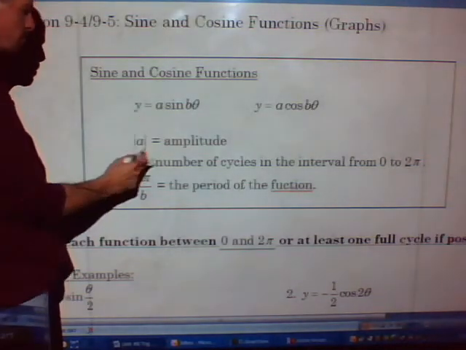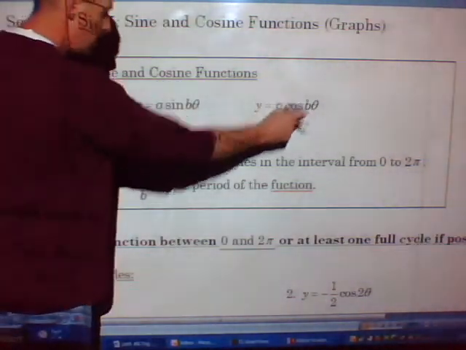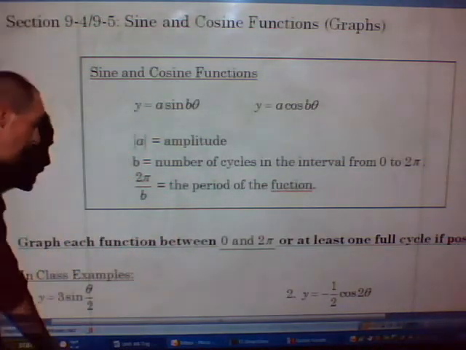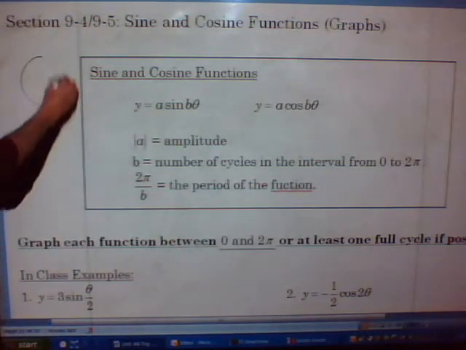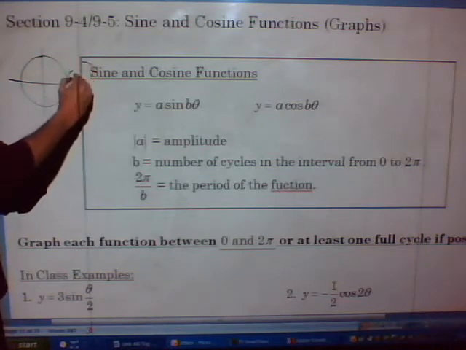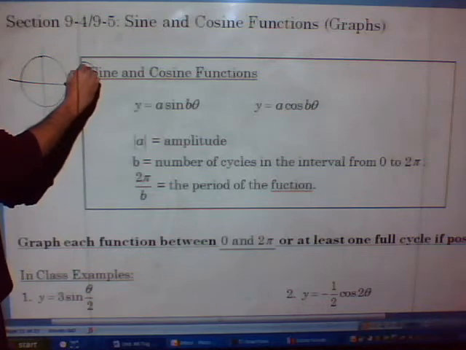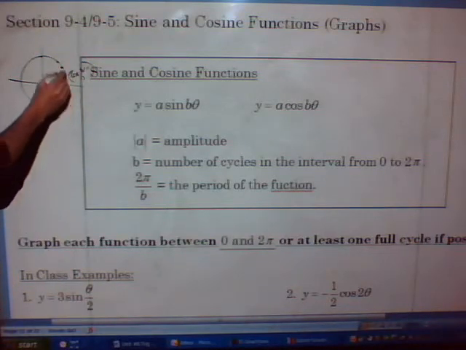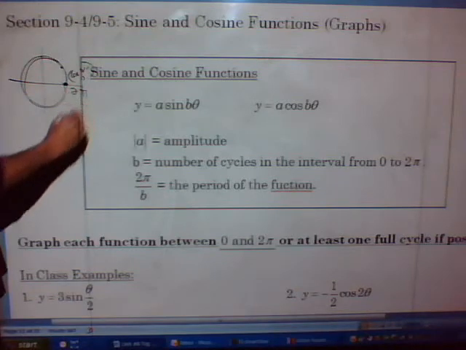Remember, the A represents the amplitude, and B represents the number of cycles between 0 and 2 pi. And the reason why you're using 0 and 2 pi is because of the unit circle. Again, remember that the coordinates here, this is the cosine and the sine for all the points as you go around. And one time around the unit circle is 2 pi.